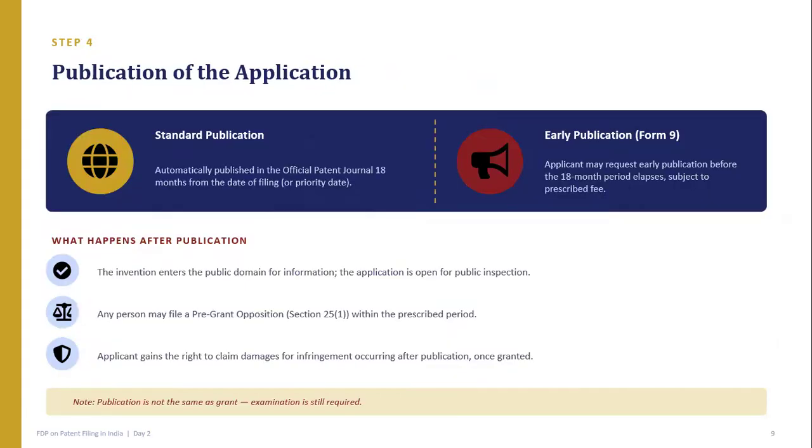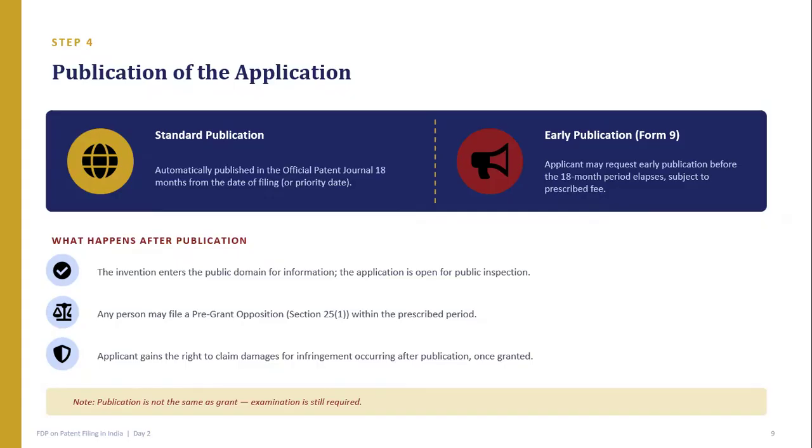The fourth step is publication of the application. After filing, the next important stage is publication. Under the standard route, the application is automatically published in the official patent journal after 18 months from the filing date, as applicable. However, applicants may request early publication by filing the prescribed request and paying the applicable fee. Once published, the application becomes available for public inspection.